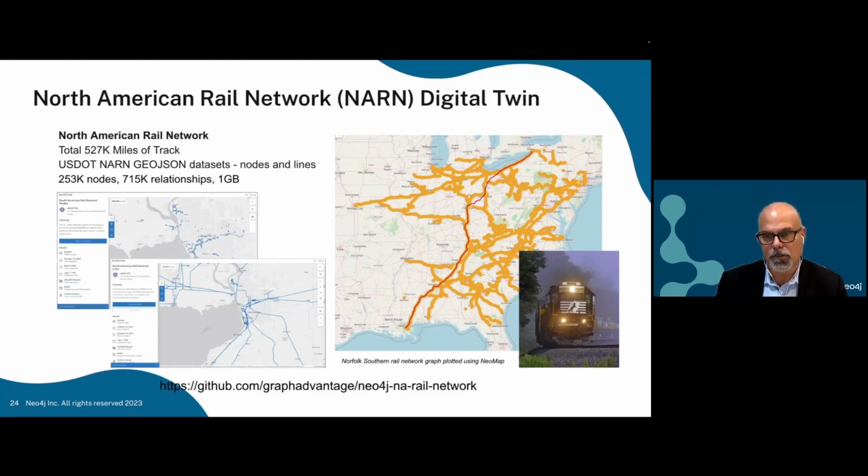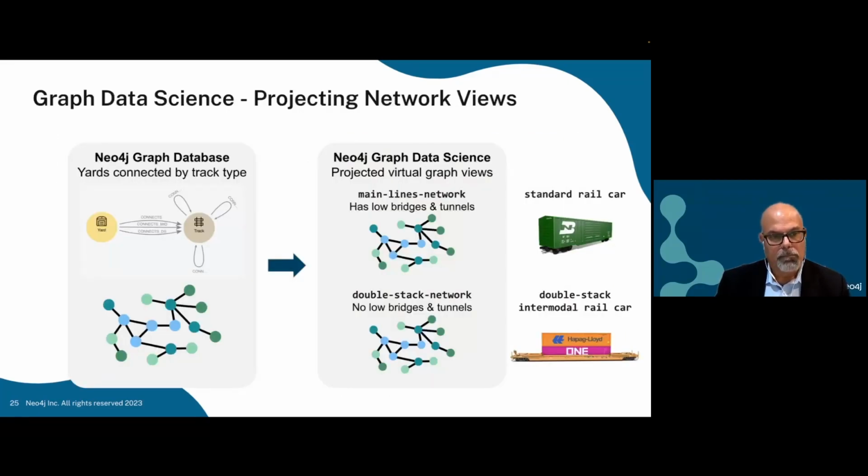And what we're going to do is we're going to explore what's known as the North American Rail Network data set. This is distributed by the DOT, and it covers all of the rail lines in North America, and it has about 500,000 miles of track represented. And so the way that we model this is actually pretty simple. So we have yards, and yards connect to track, and the track has various characteristics. And of course, then track connects to other track, and you build up the whole network that way.